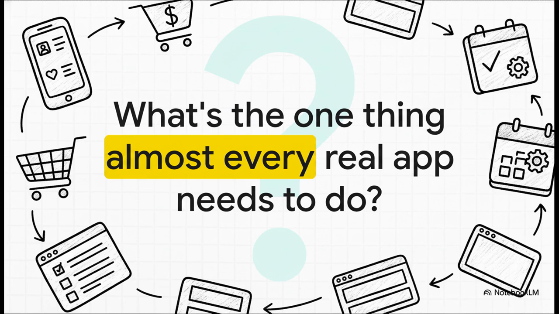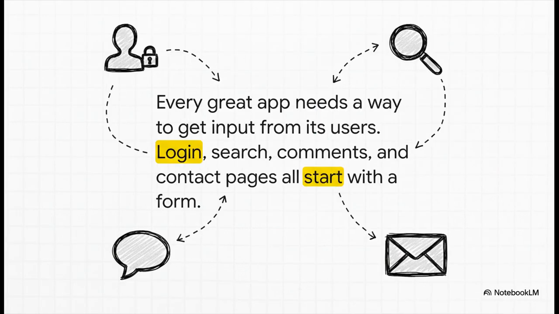So, just take a second and think about it. Every app on your phone, from the biggest social network to the simplest utility, what's the one thing they all have in common? You got it. They need a way to hear from you. It could be a login form, a search bar, a sign-up page, a settings screen. Apps are a two-way street, and that conversation almost always starts with a form.